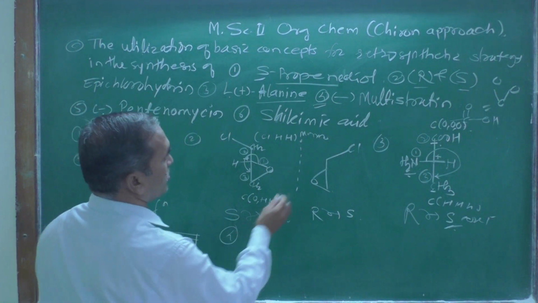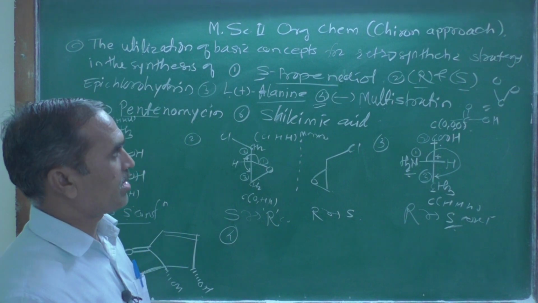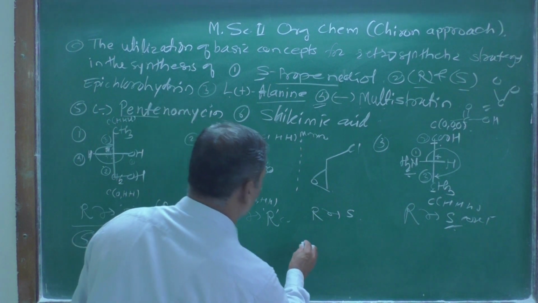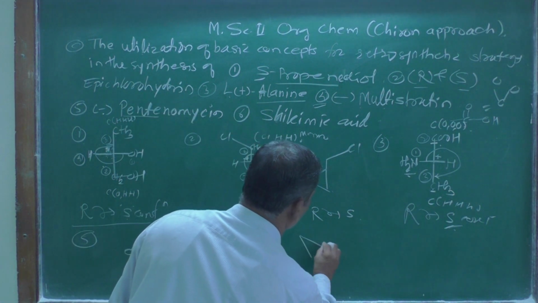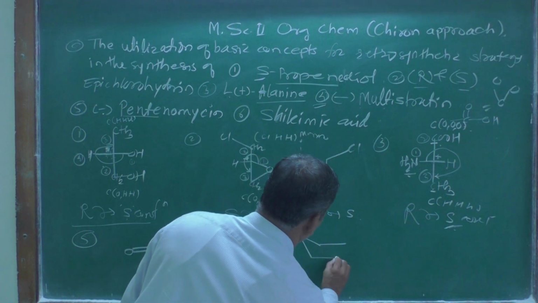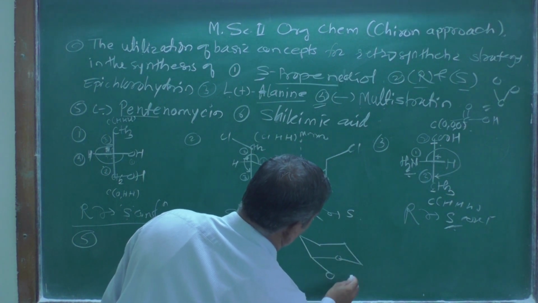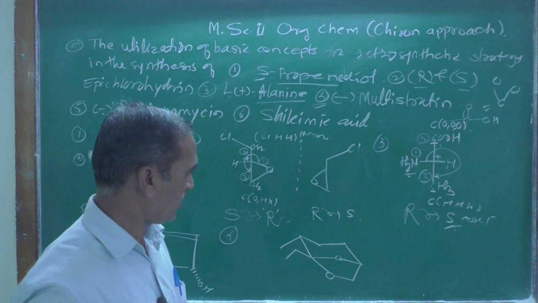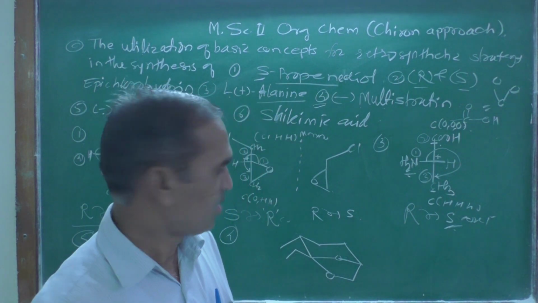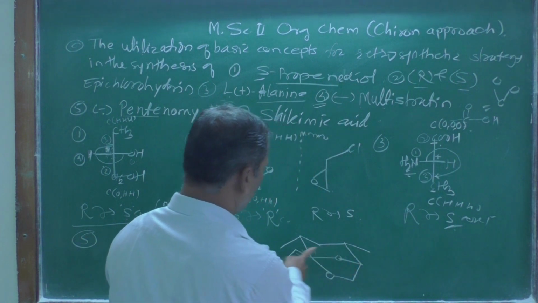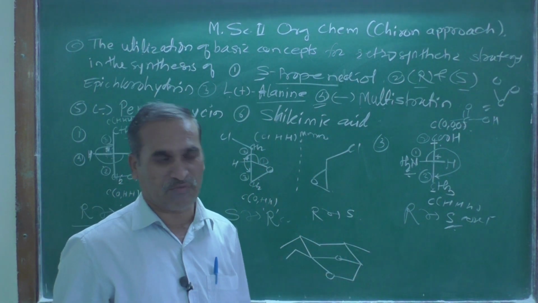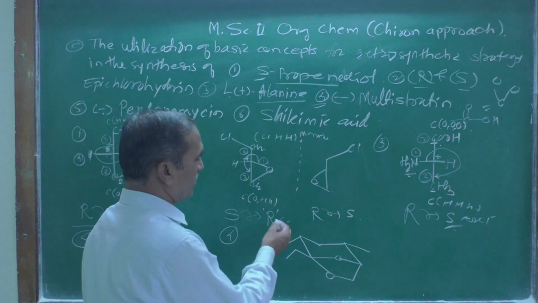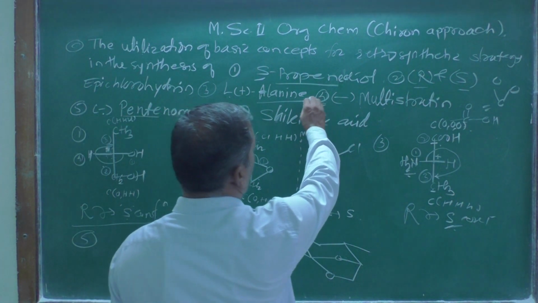Here the fourth structure is multistatin. The structure of multistatin is like this one. So this is the structure of minus multistatin. One ethyl group here, another ethyl group, and as we know, in the chair form the groups at equatorial positions are more stable in nature. So that type of structure is called multistatin.